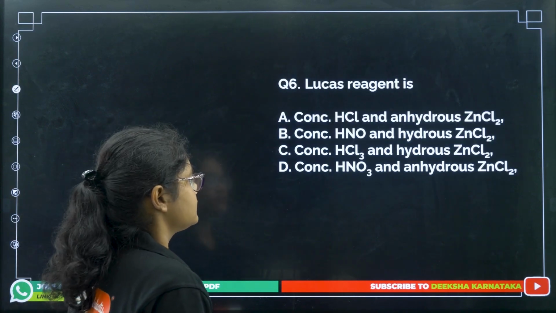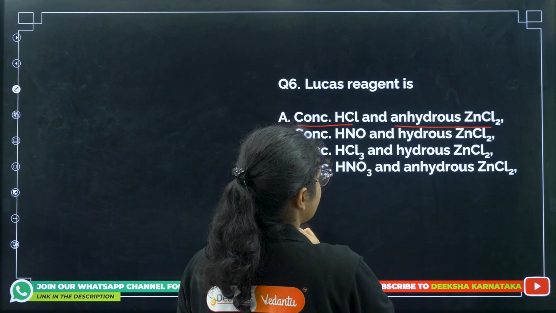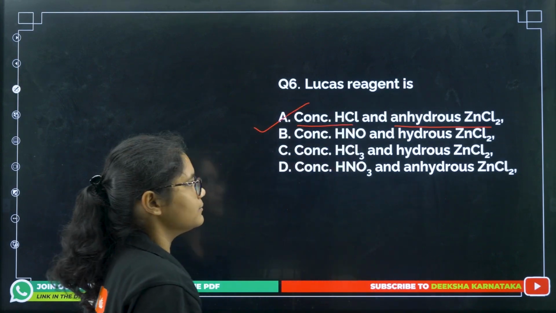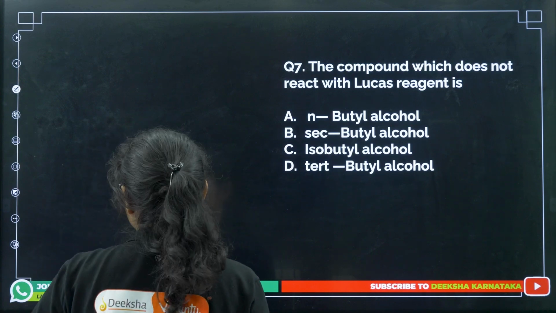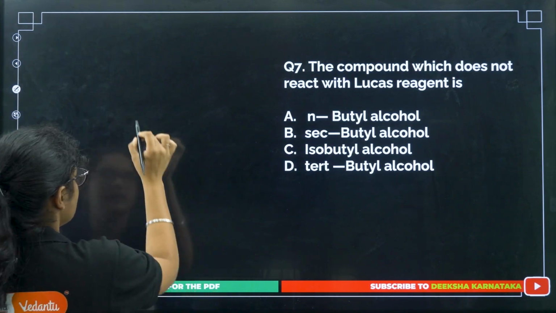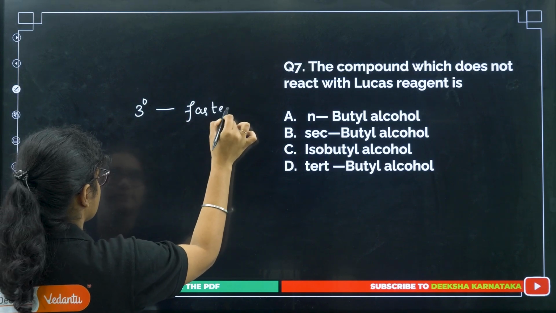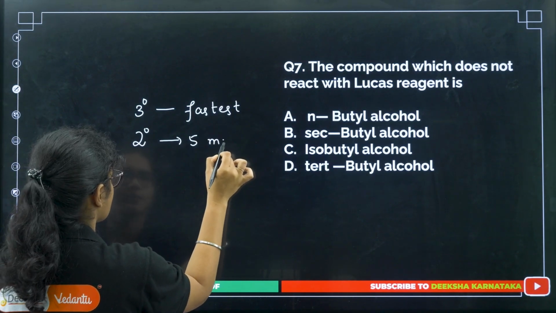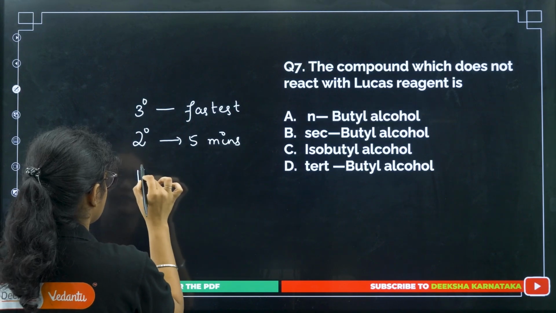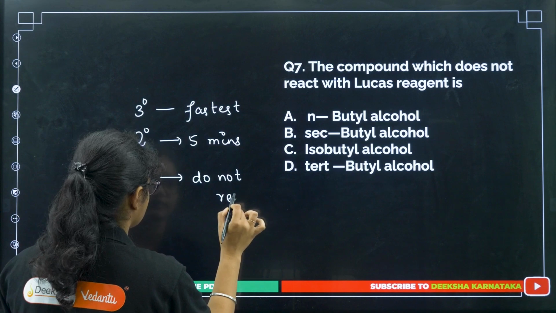Next, Lucas reagent. So Lucas reagent, if you remember, is anhydrous ZnCl2 with concentrated HCl. So the correct answer is option number A. Next, the compound which does not react with Lucas reagent. So what is the condition here? Tertiary alcohols react fastest. Then secondary alcohols react within 5 minutes. And primary alcohols do not react. This is all about Lucas reagent.